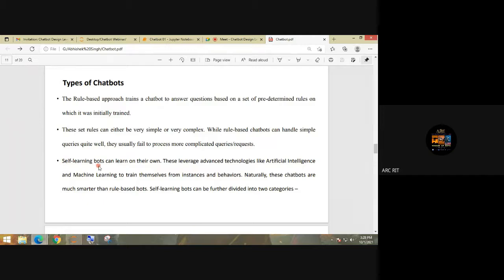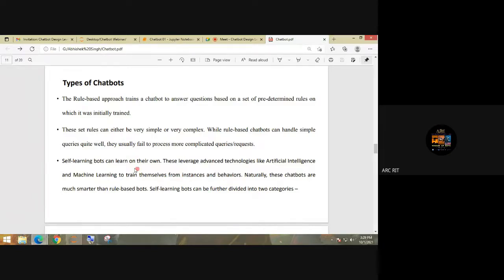That's why self-learning bots evolved. The name itself suggests that they can learn on their own. These leverage advanced technologies like artificial intelligence and machine learning. They use these technologies to their fullest. There are many meanings of leverage, but in this context, leverage means using up to maximum capacity. So these self-learning bots use advanced artificial intelligence and machine learning to their maximum capacity to train themselves from instances and behaviors.